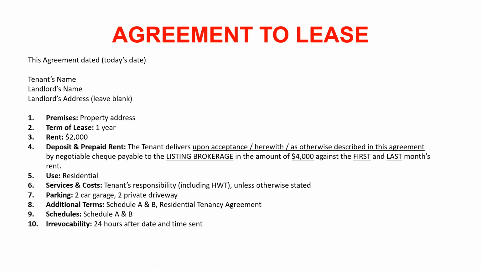Or you can select as otherwise described in this agreement. So that may be because they're going to wire transfer the deposit. Maybe they're gonna structure the deposit in two payments. Whatever it is, you would be selecting as otherwise described in this agreement. So that needs to be payable to the listing brokerage. So here you wouldn't actually say listing brokerage, you would say Remax, Sutton, Royal LePage, Zolo, whoever the listing brokerage is, you're gonna put in who they need to make that bank draft payable to. And then you need to disclose, of course, what the amount is. So again, using easy math, if it's a $2,000 lease, then it's a $4,000 deposit, and that's gonna be applied against first and last month's rent. So that's how you fill in the blanks. Now, it's not always that easy.